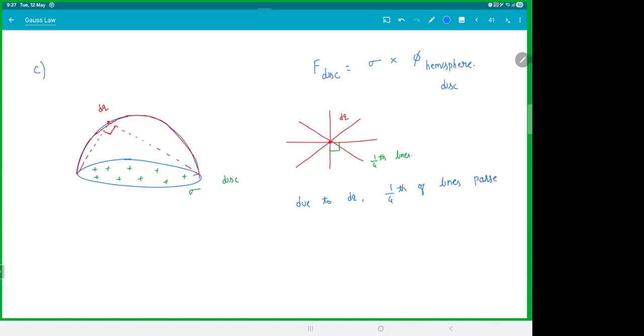So these are the kind of questions, right? They're not difficult to solve, but difficult to figure out. Therefore, flux will be q by 4 epsilon. Therefore, force will be sigma q by 4 epsilon. Bas, you're done. Is that clear, everyone?